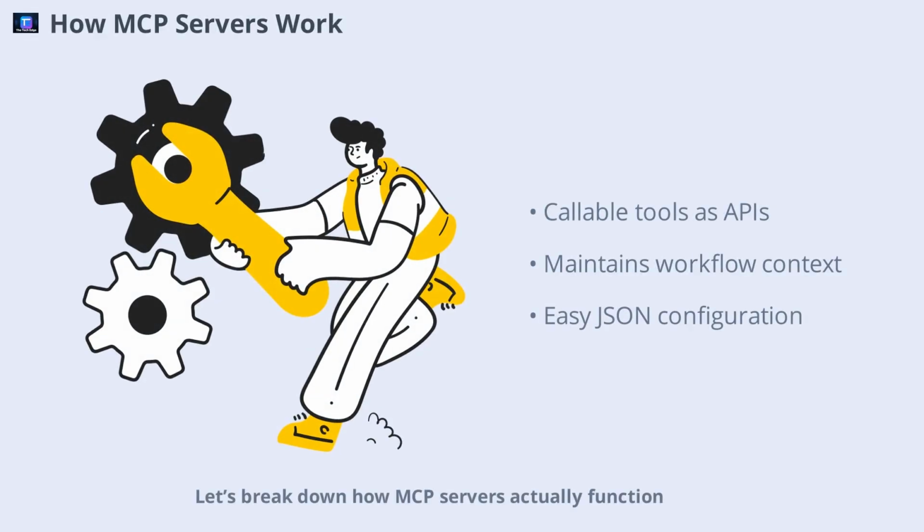Let's break down how MCP servers actually function. Each server publishes a set of callable tools. These could be as simple as fetching a file or as advanced as running a SQL query. To the AI, these tools look like structured APIs. MCP servers also maintain context across multiple tool uses, ensuring smooth, multi-step workflows. Error handling is built in, so your AI gets meaningful feedback if something goes wrong. Configuration is handled via JSON, making it easy to add or remove servers and customize permissions. This modular approach lets you build a tailored AI toolbox, unlocking new possibilities with just a few lines of configuration.